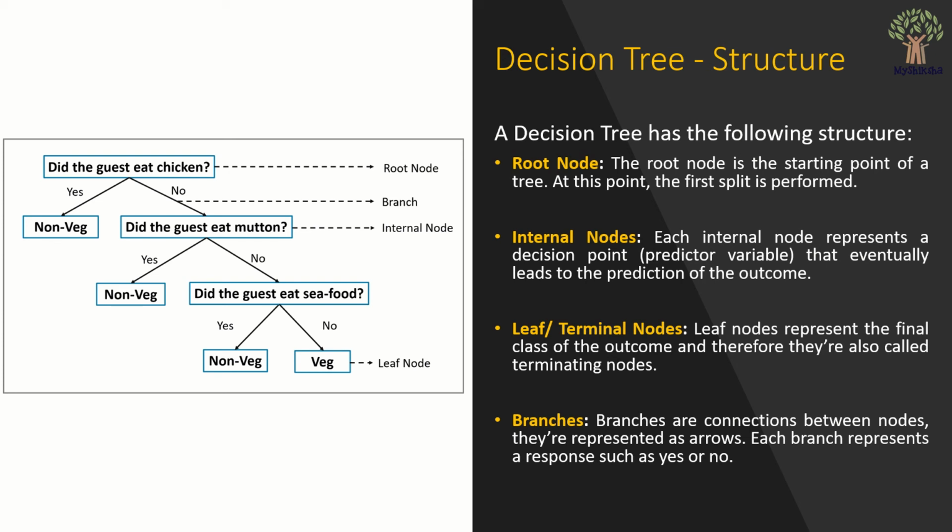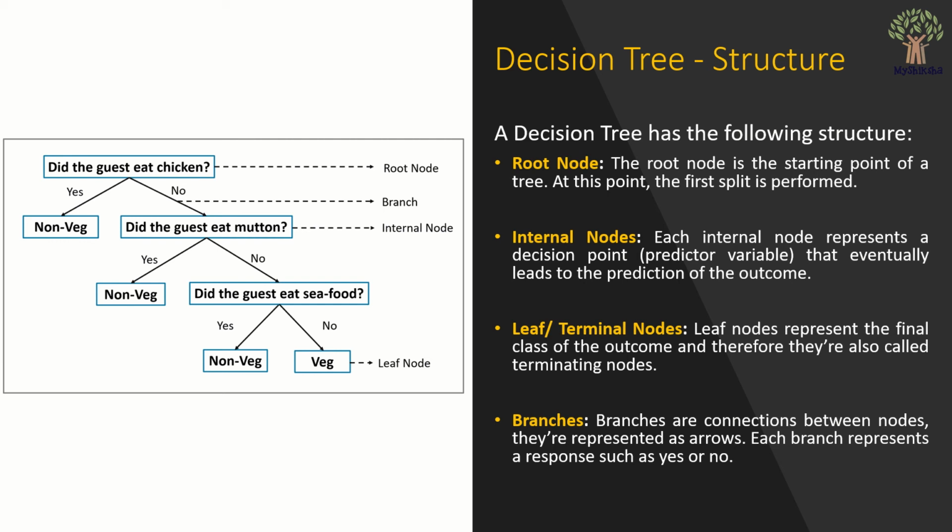The leaf or the terminal node. This one represents the final class of the outcome. Therefore, they are also called terminating nodes. By the way, how many leaf nodes are there in this image? Think about it for a second. You have 4 different leaf nodes or terminal nodes.